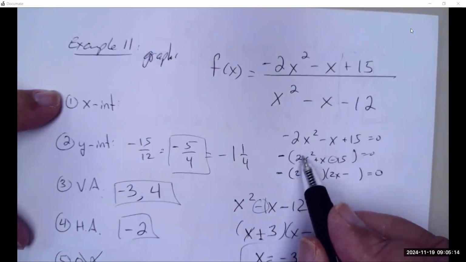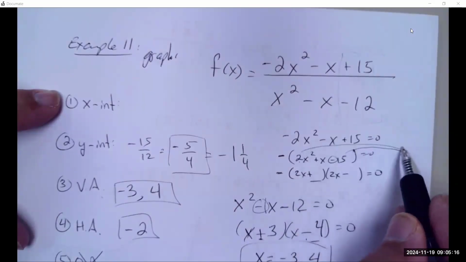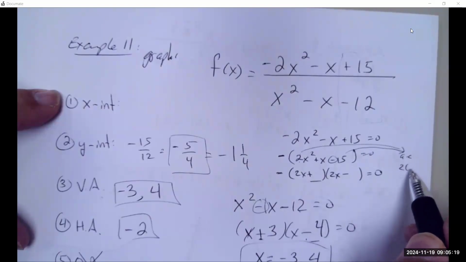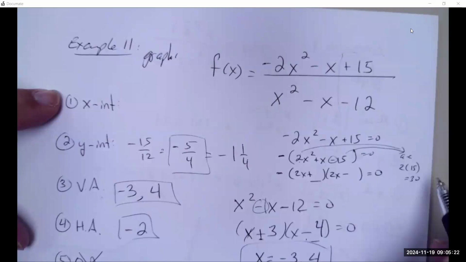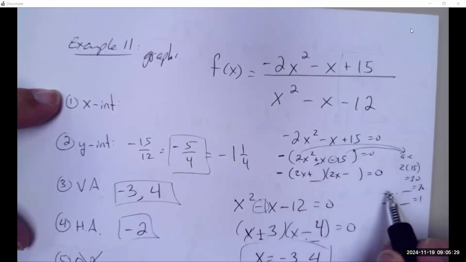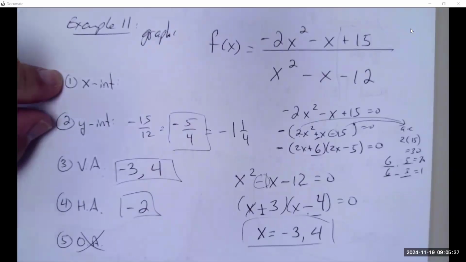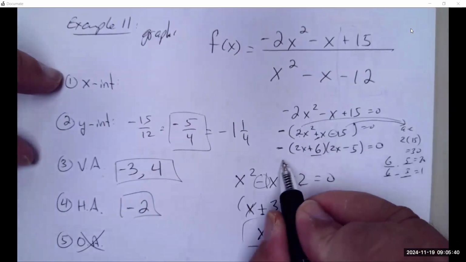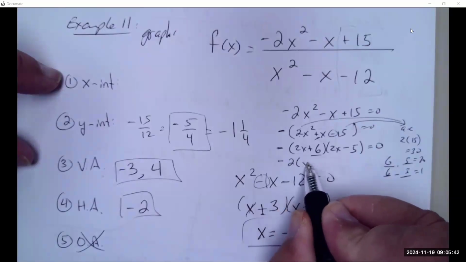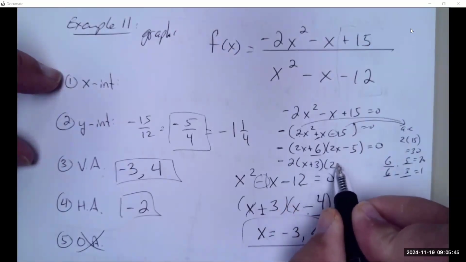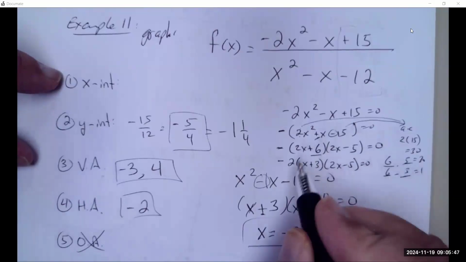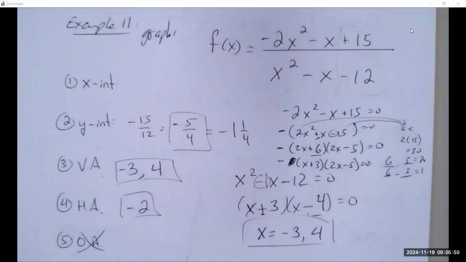Since the leading term is not 1, take that times the last one, A times C. So 2 times 15 is 30. What times what is 30? When you subtract them, you get 1. Yeah, 6 times 5, 6 minus 5. And on the first one, we can factor out a 2. Get rid of that 2. So those are my factors.